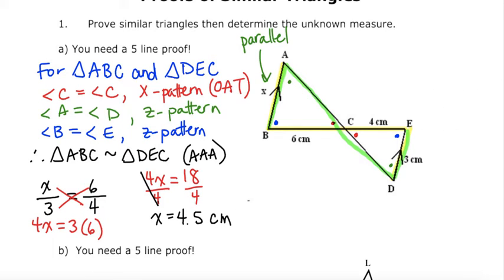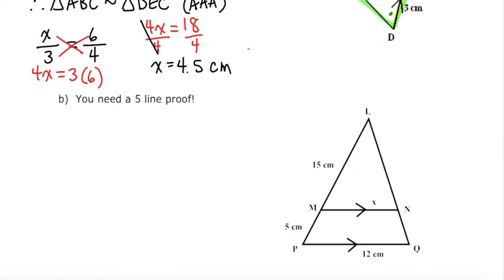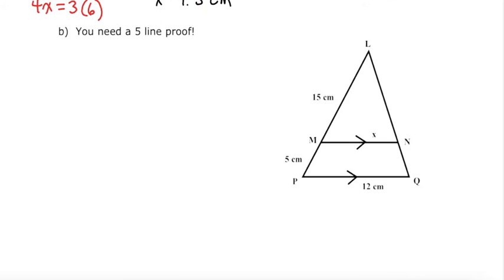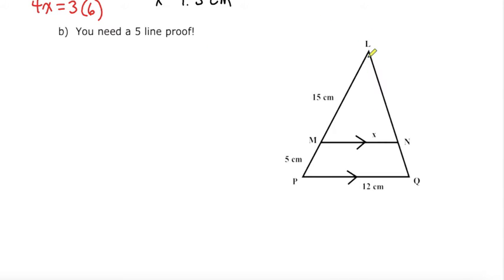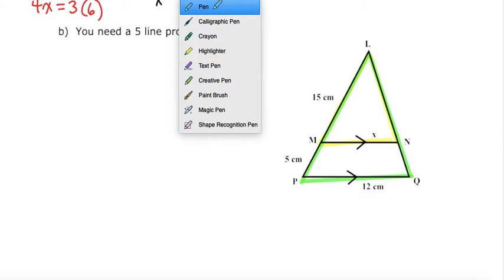Let's do one more example. So this is an example of a triangle embedded inside of a triangle. If it helps you to visualize it a little bit better, we have the smaller triangle up in the top, and we have the larger triangle on the outside. So those are the two triangles that we're using for this example.